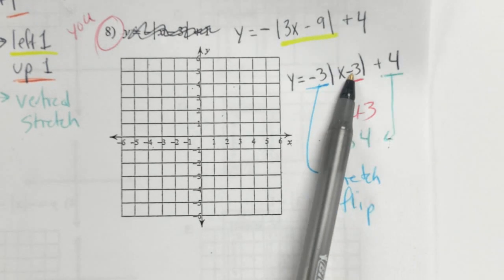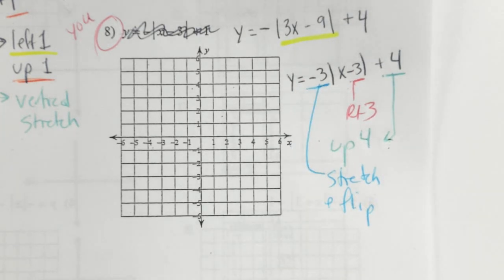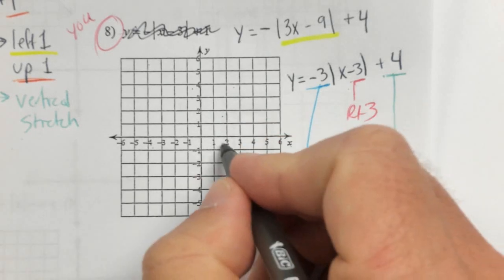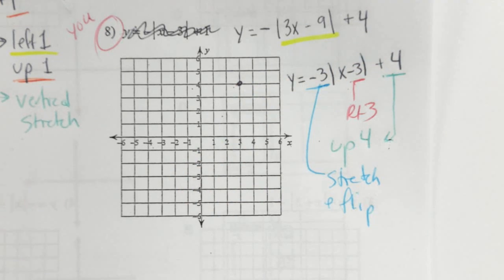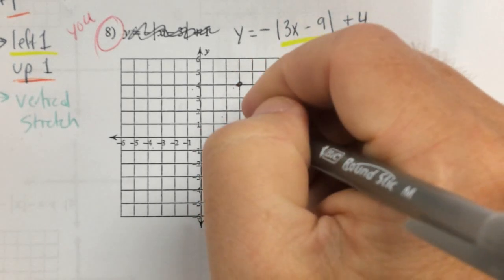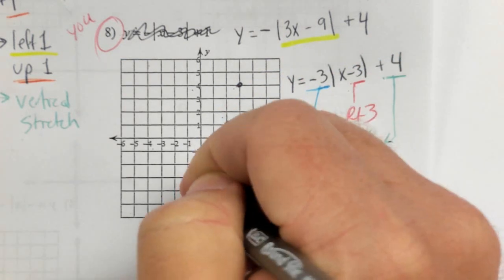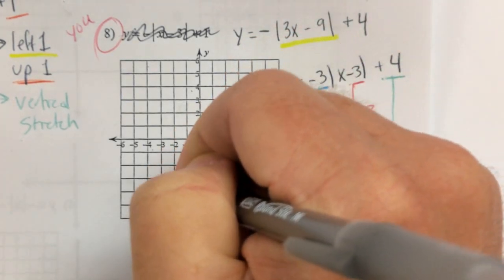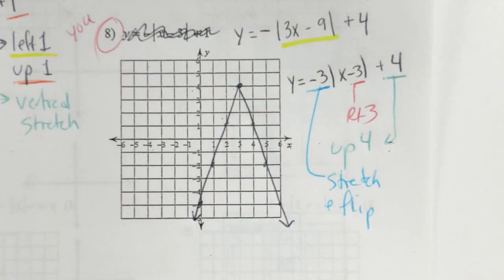So up 4, right 3, stretched, and flipped. Like all the things that could go wrong have gone wrong here. That's the hardest it's going to get. Right 3, up 4. Almost. Going to make one more little change to things. Right 3, up 4. Flipped, stretched by 3, so my slope is 3, but down 3 over 1. Down 3 over 1. There we go.